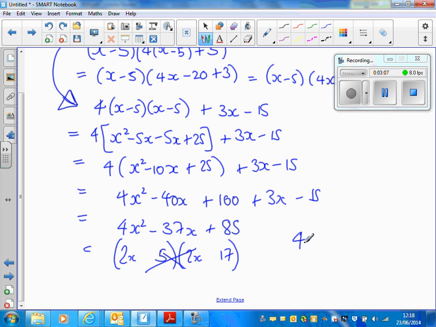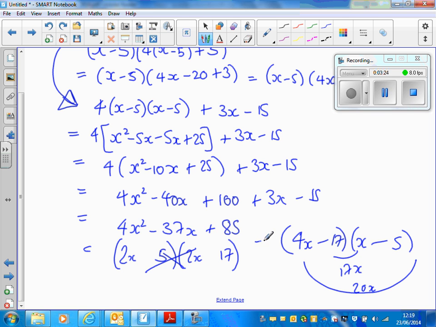so if I just put 4x here, and then 17 here, x here, and the 5 there, I've got 17 times x, obviously that's 17x. 4x times 5 is going to be 20x. There's my 37. So actually all I need to do is put a minus there and a minus there. And there's my solution. Much quicker though if you spotted that x minus 5 as a common factor.